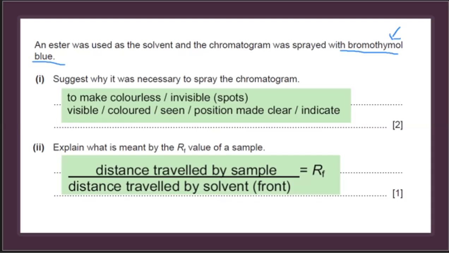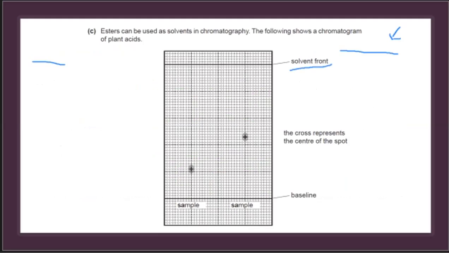Right, the next part of the question says explain what is meant by the RF value of a sample. The RF value is the retention factor. RF stands for retention factor. Calculating the retention factor is very simple. It's basically taking the distance moved by the sample and dividing it by the distance moved by the solvent front.